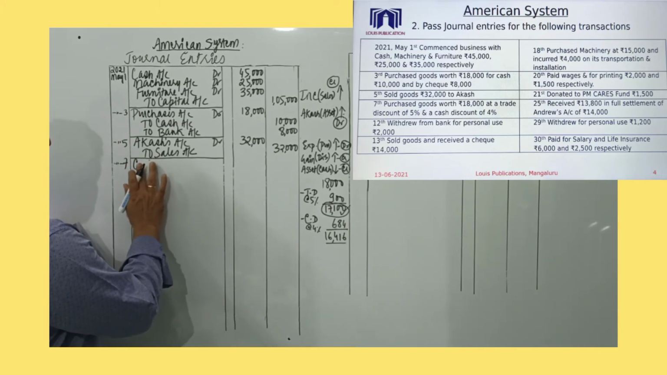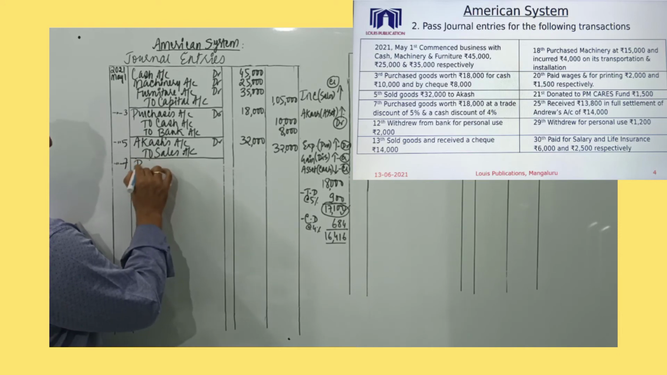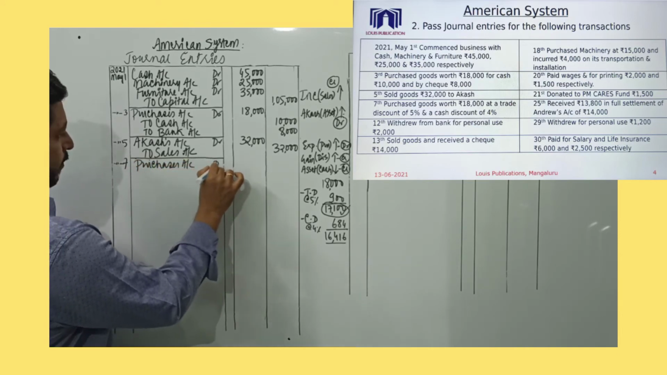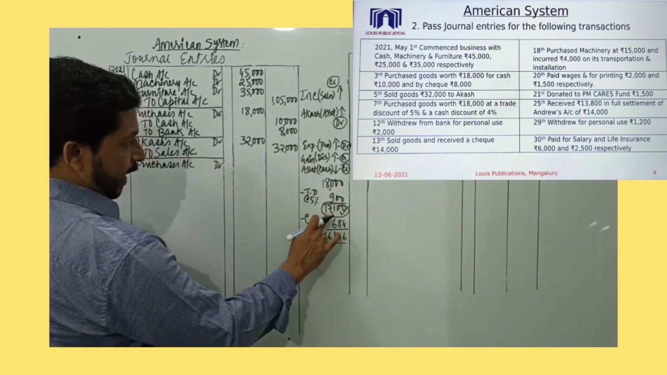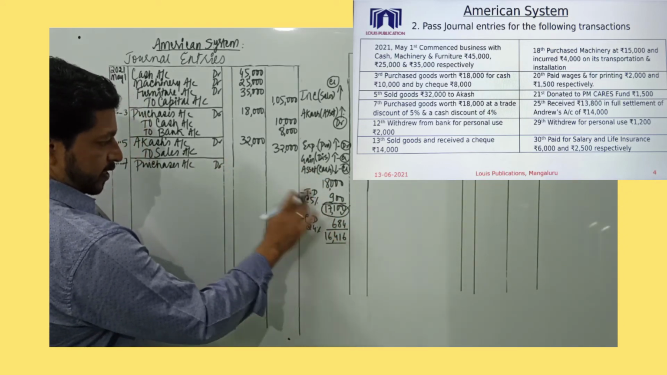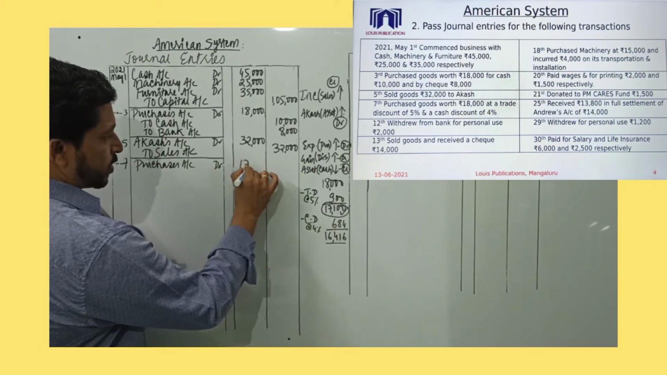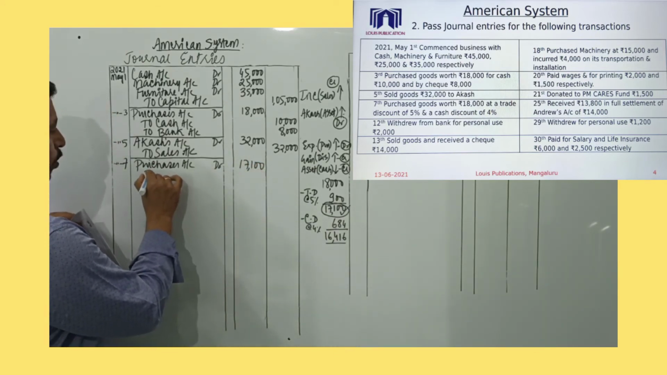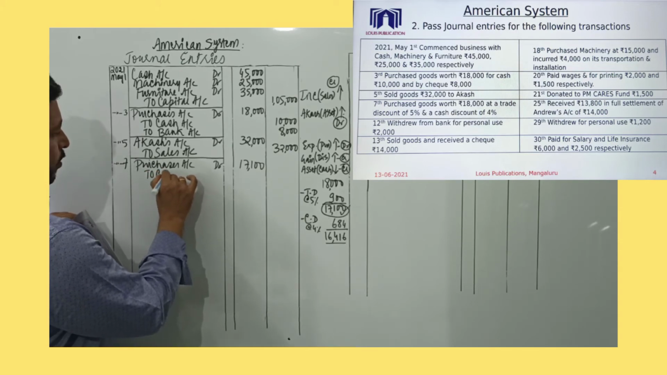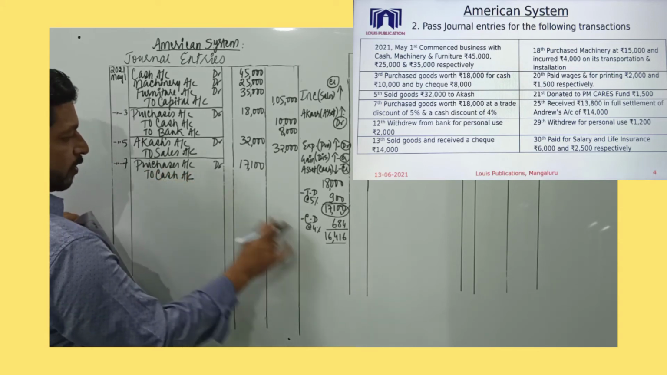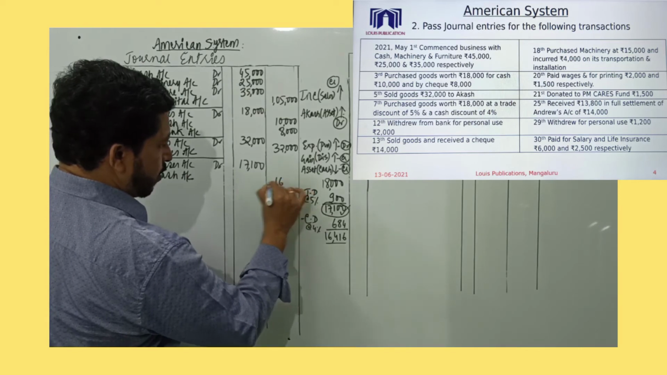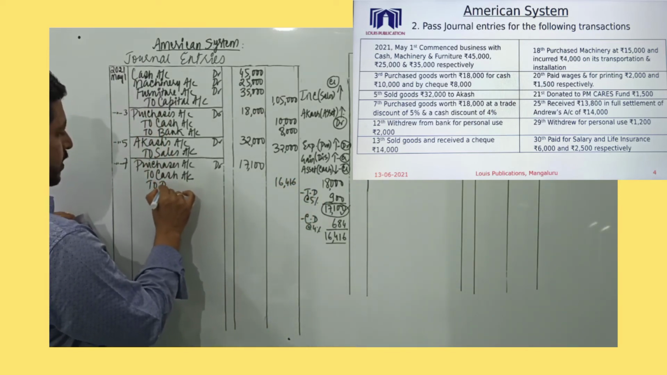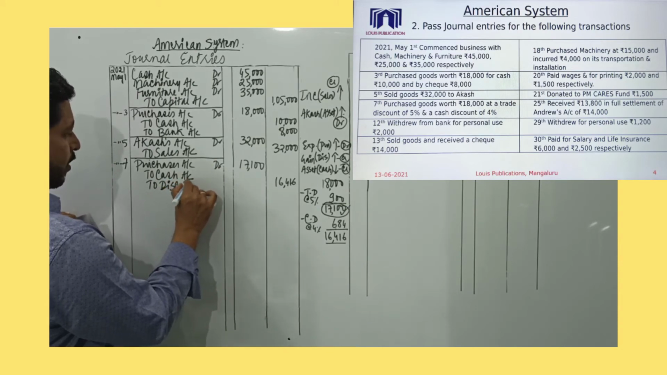Purchases account debited. And I said the value would be this after deducting trade discount. Trade discount is not shown in our books at all. So 17,100. Then we have cash account. Cash is going out. The value is 16,416, and then we have discount received account.